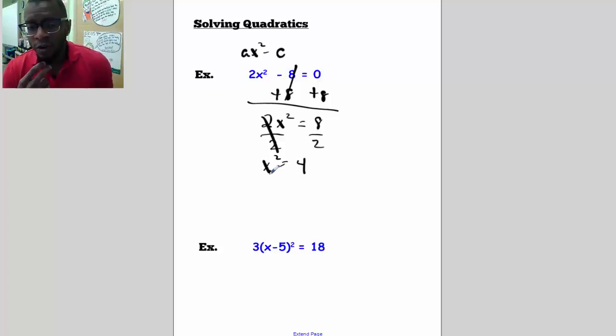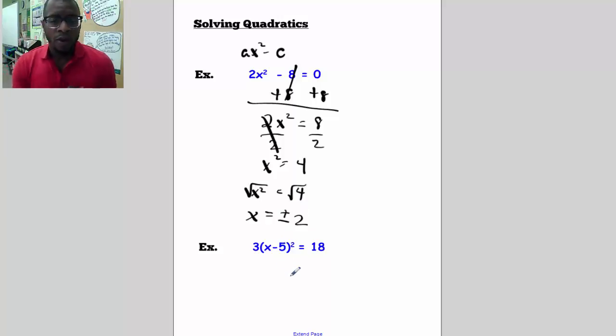Okay, and so in order to get x, we want to take the square root of both sides. So we're going to take the square root of x squared, and we're going to take the square root of 4. So remember, the square root of x squared is just x, and the square root of 4 is 2, but we want to take the positive and the negative. So we're going to have x is equal to plus or minus 2. Okay, now let's look at another example.